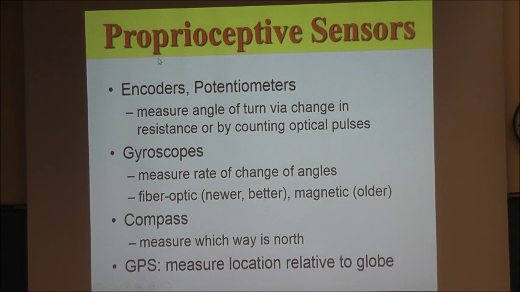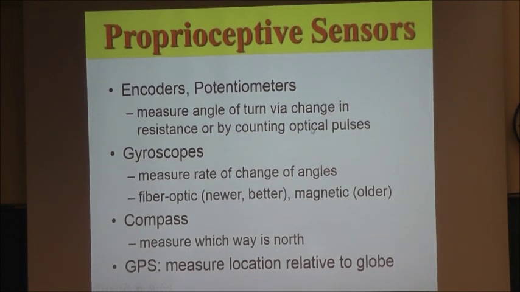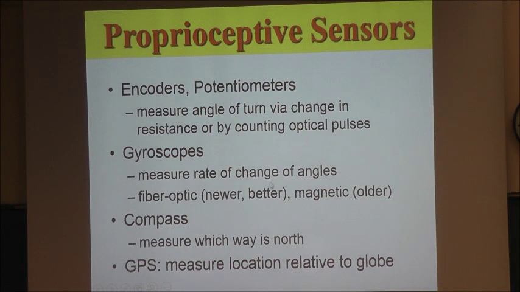Again, back to proprioceptive sensors, encoders, and potentiometers. These are, as we saw before, measure angle of turn via change in resistance or by counting optical pulses. That's the encoder, optical pulses. Gyroscopes measure the rate of change of angles, and some are fiber optic, the newer or better ones, versus those magnetic, which is an older one.